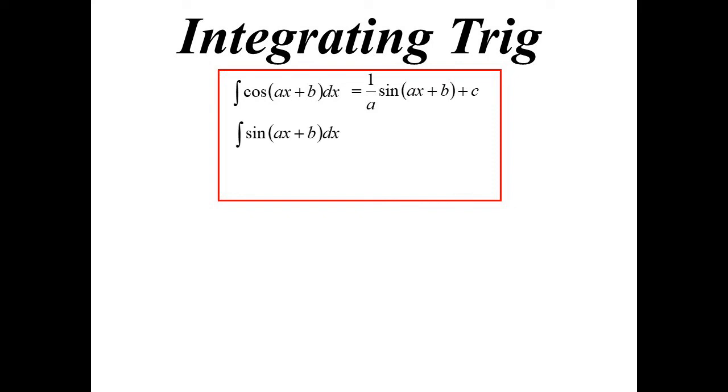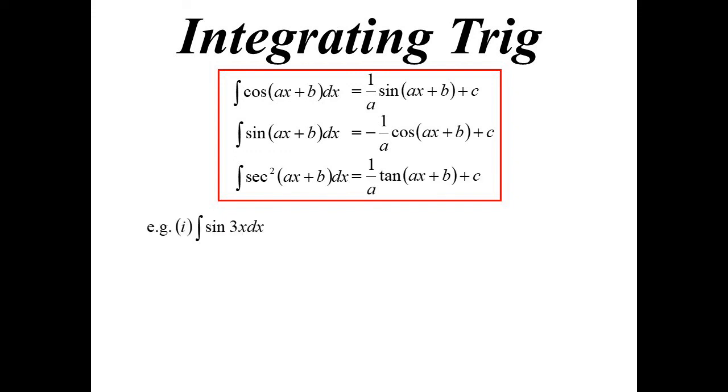So sine now will be the one that goes to negative, because when you differentiate cosine, you got negative sine. Therefore, when you integrate sine, you'll get negative cosine. And for integration, well, it's sec squared that we'll end up integrating, because we know that'll go to tan. So these formulas here are for linear functions.